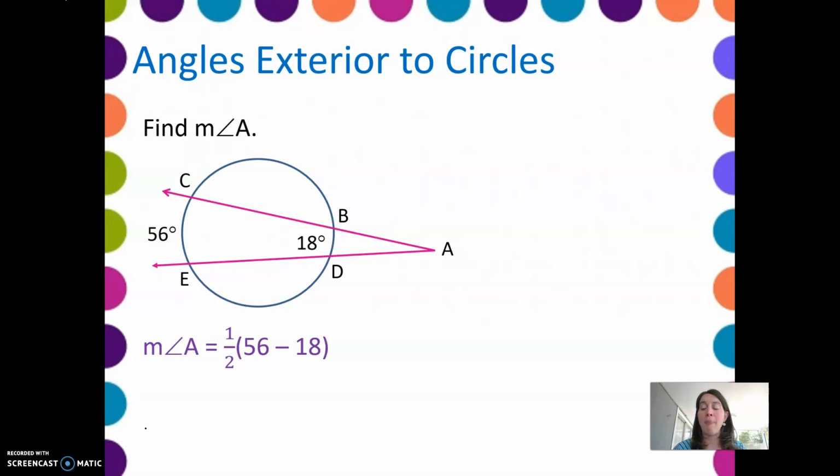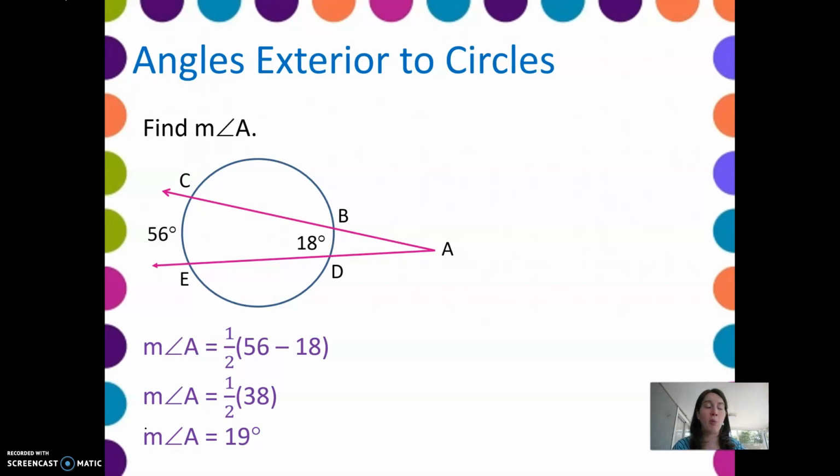According to the order of operations, we know that we have to subtract first. So 56 minus 18 gave me a difference of 38. Then I'm going to do the half. Remember, half just means you're dividing by 2. So 38 divided by 2 tells me the measurement of angle A is 19 in our problem.